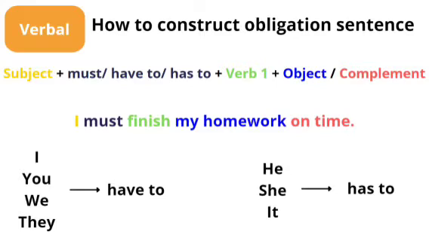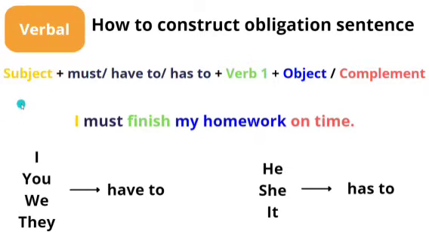So, how to construct obligation sentence? Look here. The first one, you must write the subject. Yang pertama kalian harus tulis subjeknya dulu. Subjek adalah pelakunya. Bisa I, saya, you, kamu, we, kita atau kami, they, mereka, he, dia laki-laki, she, dia perempuan, and it, dia, tetapi bukan untuk merujuk ke manusia.